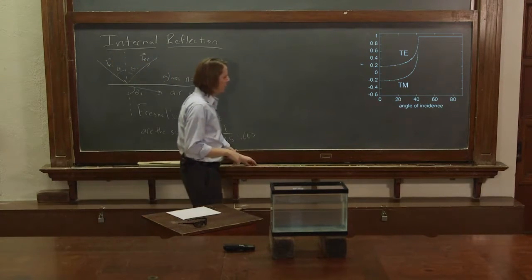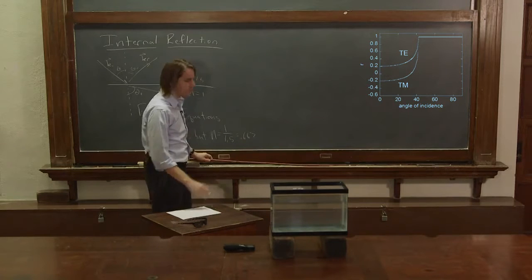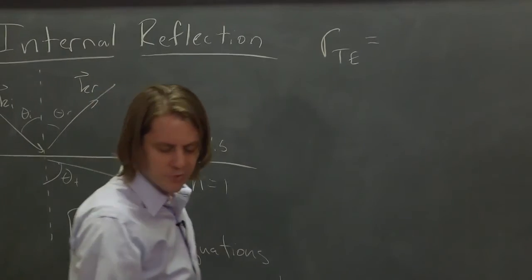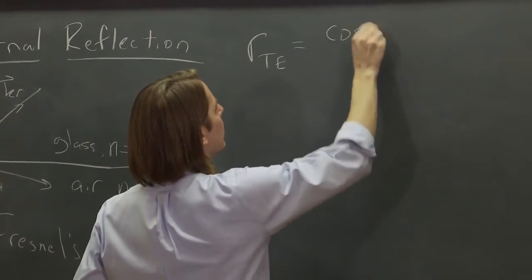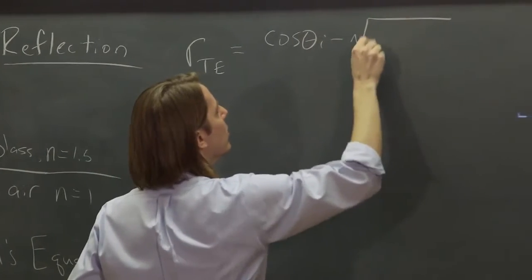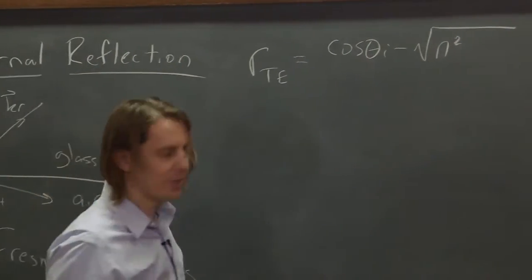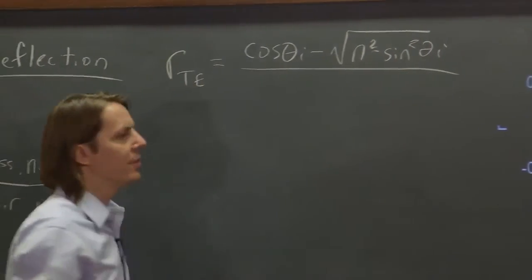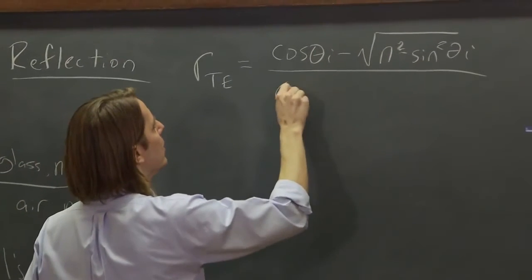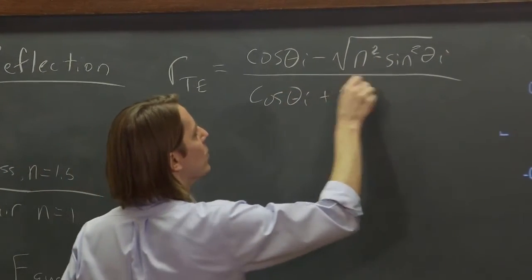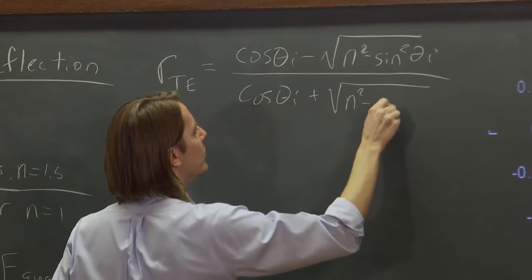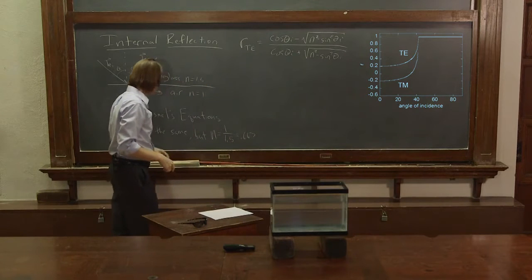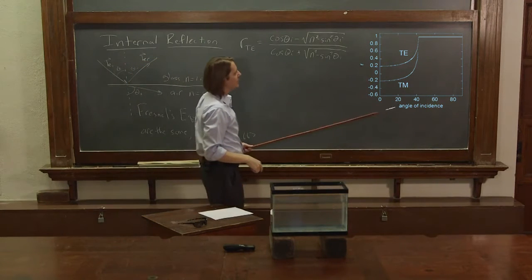So here it is. This is RTE. And let's write it out again. Cosine theta I minus the square root of n squared minus sine squared theta I, over cosine theta I plus the square root of n squared minus sine squared theta I. So we plot that and plot a similar thing for TM, and we get this plot.